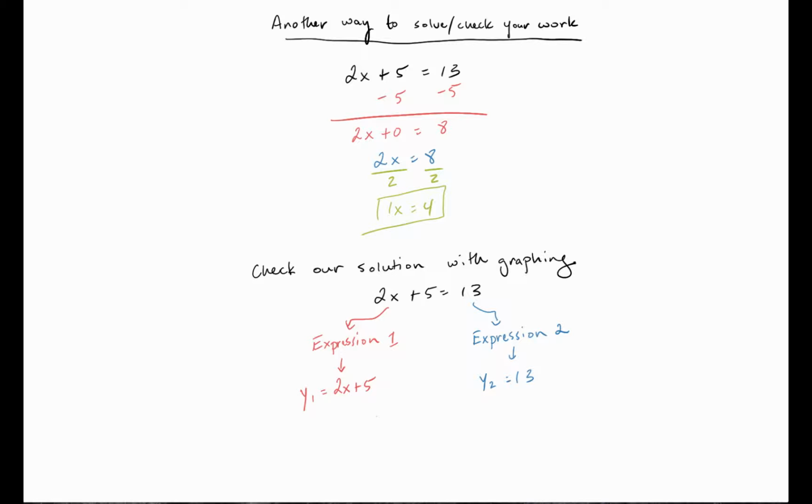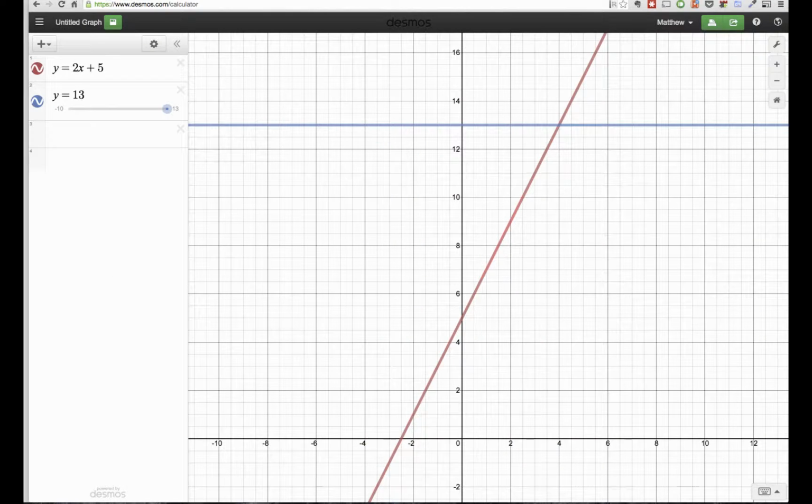So we have y1 is equal to 2x plus 5, y2 is equal to 13. And we want to know when those two equations are equal. So since we're solving for x, we want to figure out which x value is going to make y1 and y2 the same, keeping in mind that when we write a point, it's an x and a y. Okay, so now let's look at the graph.